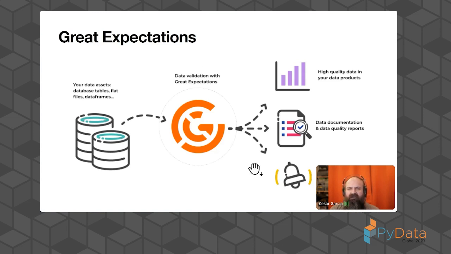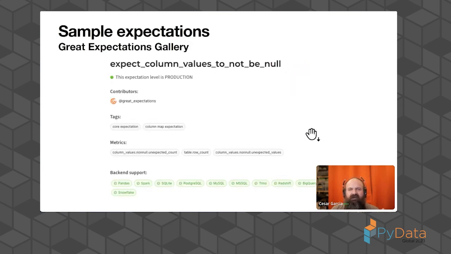So the main idea with Great Expectations is that you have your data asset in whatever format and source. Maybe there are database tables, maybe flat files, Pandas files, whatever you need. And then you get the data documentation and, I mean, high quality data. This is the main idea. And you get some features to get alerts in your Slack or emails, whatever.